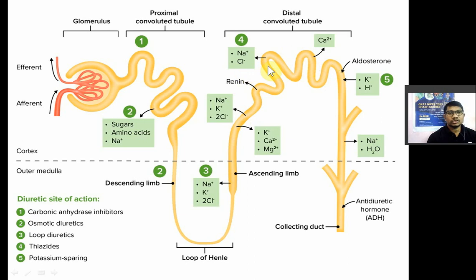Okay, so the process of urine formation has 3 steps. First one is glomerular filtration, second one is selective reabsorption, third one is nothing but the active secretion. So these are the processes of urine formation.